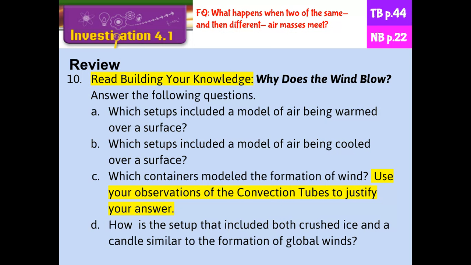Looking back at yesterday, Investigation 4.1, we want to talk about the observations you made within those convection tubes that justified your answer about wind. So we're going to be looking at the models that we created yesterday, and the situation where we had the hot, dry air with the candle and the moist, cold air from the ice water, and talk about how your observations proved that there was wind.